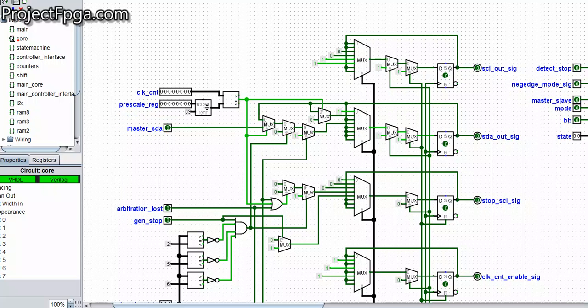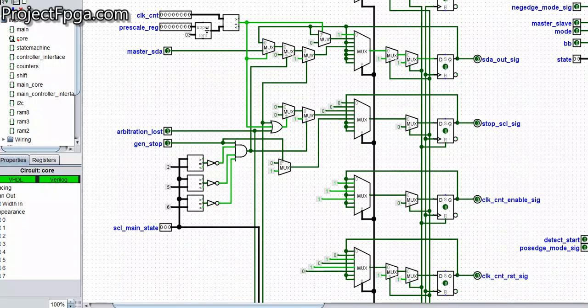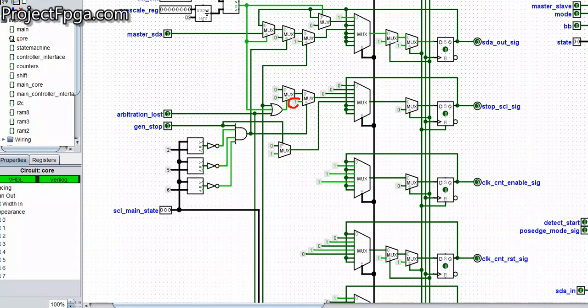So for the stop SCL, when does it raise it high? Now watch, the first three conditions are low, it does nothing. Now let's see how it goes high. So this is where it goes high, on the fourth line. So this is the condition for it. All these conditions must be met.